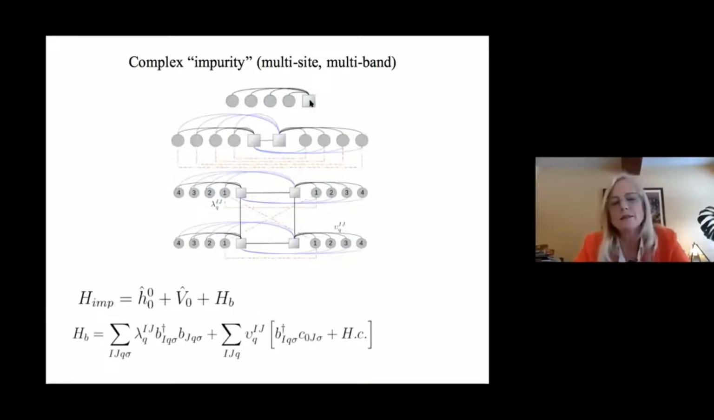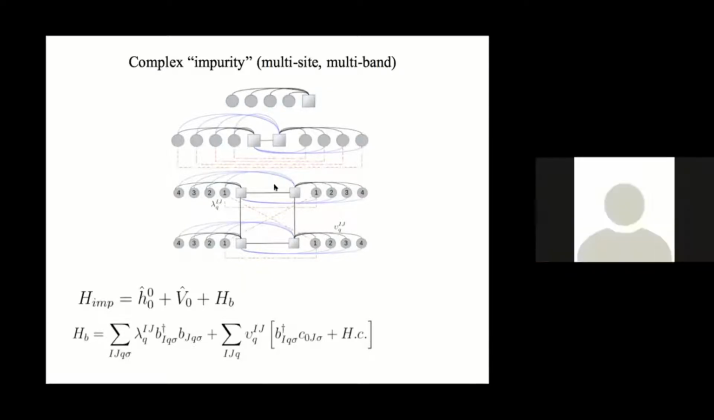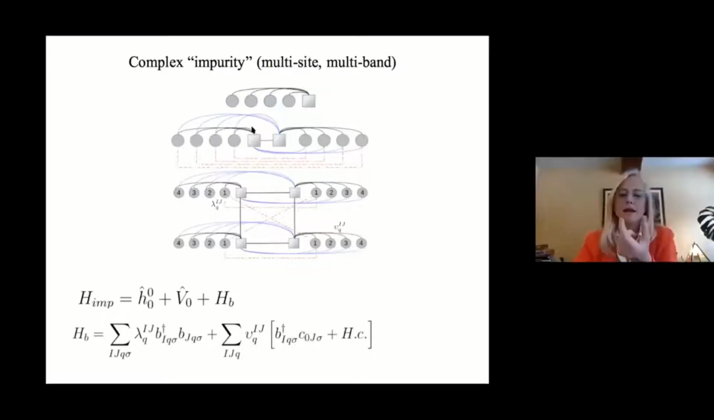For example, the square is the impurity, the interacting impurity coupled to a non-interacting band, which are the circles. Here we have 2 impurities, so the whole thing will be a complex impurity coupled to a non-interacting band. Or here we have an impurity with 4 levels coupled to a non-interacting band, each impurity with its band, or even crossly connected. For example, this impurity with 2 bands can be a cluster DMFT.